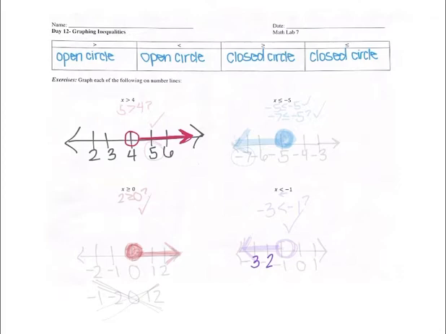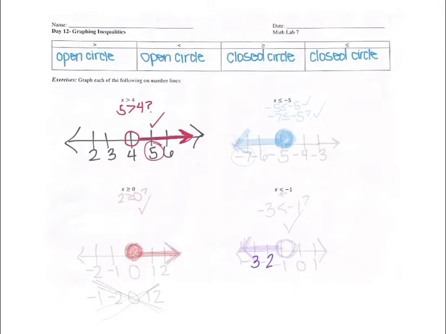So if you're not sure about all the rules I just said, pick any number that your arrow is over. So pick 5. Think to yourself, is 5 bigger than 4? Is 5 greater than 4? Yeah. So we know we graphed this correctly. So that's a good way to check yourself.